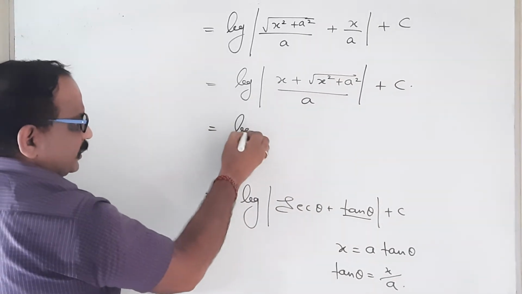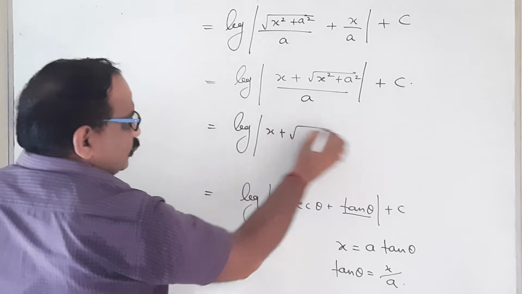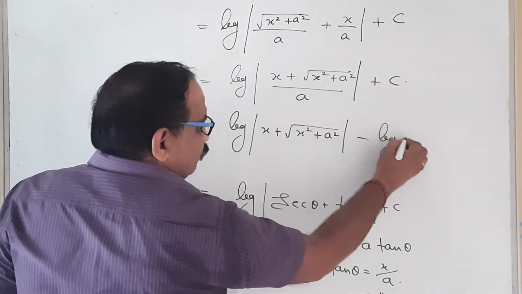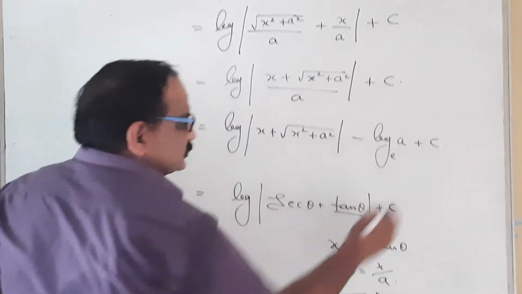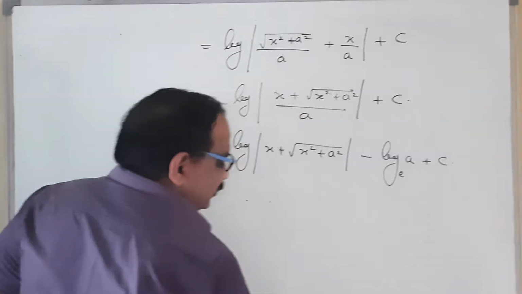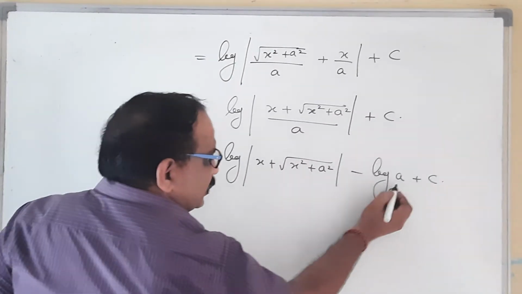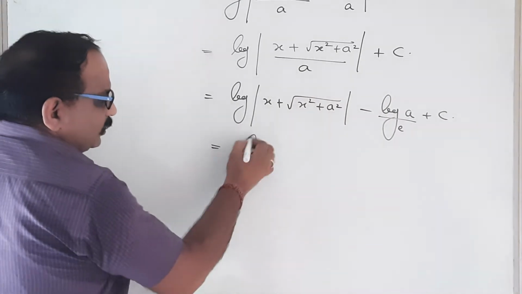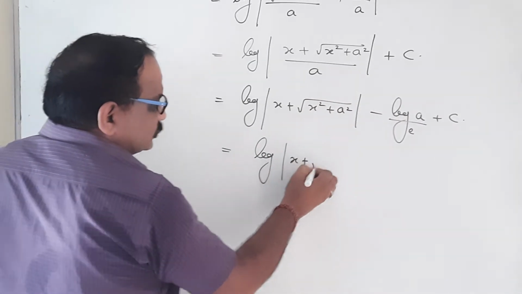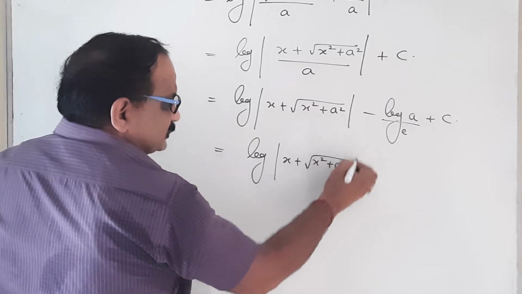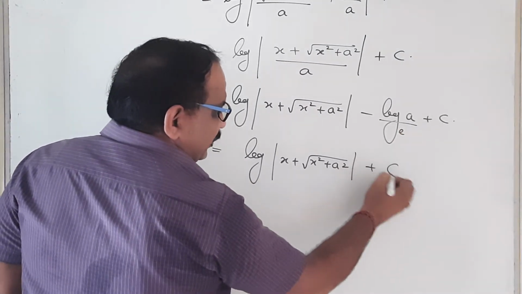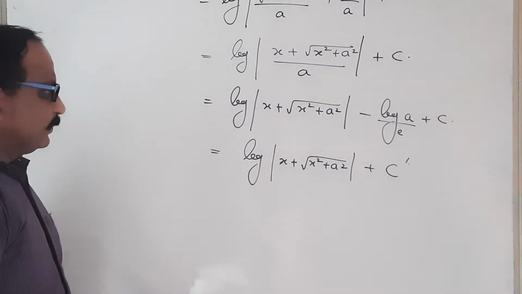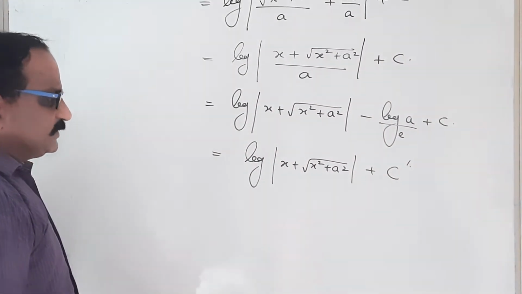This portion can be written as log of x plus under root of x square plus a square, minus log of a, with the constant, plus c. And finally, see, it is a constant of integration and this portion is also a constant portion. So we can merge them and write the new one. Here is log of x plus under root x square plus a square, and in place of both of them I can write the new constant of integration. Say it is c dash. So that is the portion we have, that is the integration we have.